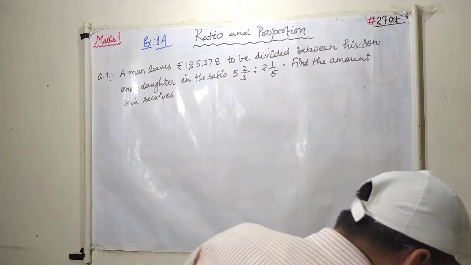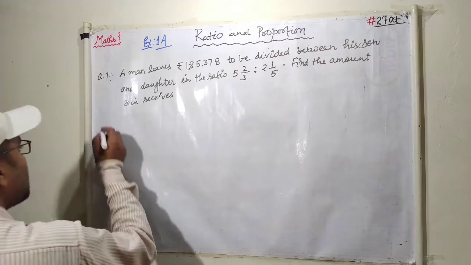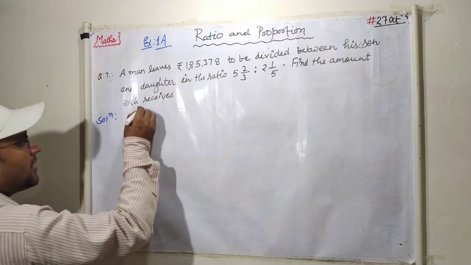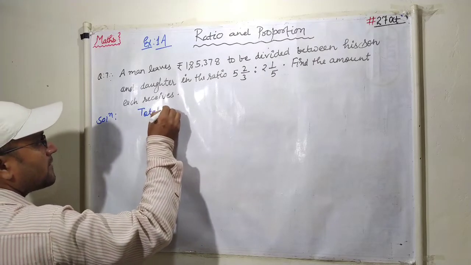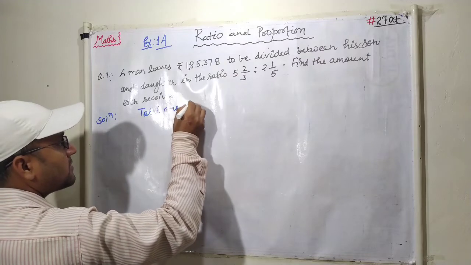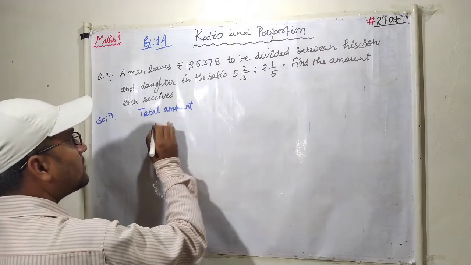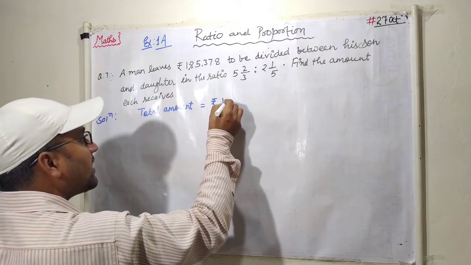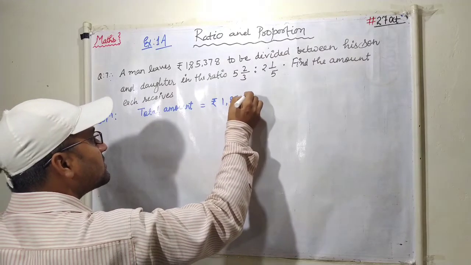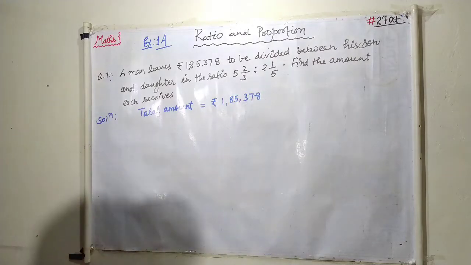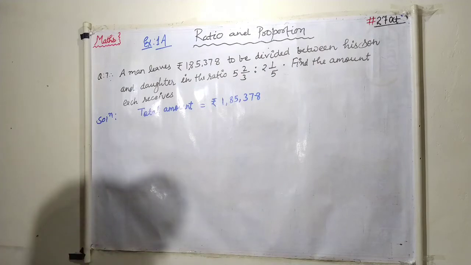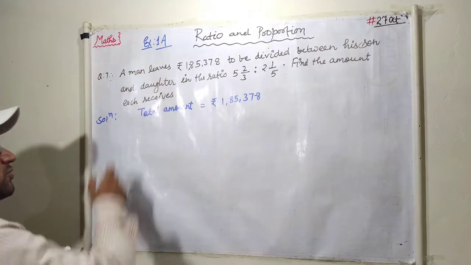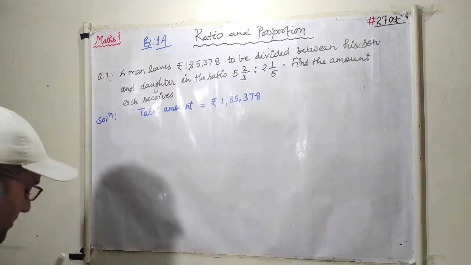So see this one, students. The solution of this question is very interesting and easy. The total amount is rupees 1,85,378, and it is divided between two people. A man has this amount and he wants to divide it between his son and daughter.